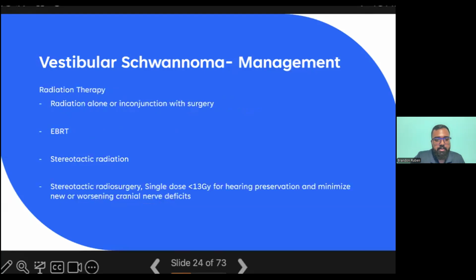Radiation therapy can be radiation alone or in conjunction with surgery. External beam radiotherapy, stereotactic radiation, or stereotactic radiosurgery with a single dose less than 13 grays for hearing preservation and to minimize new or worsening cranial nerve deficits.